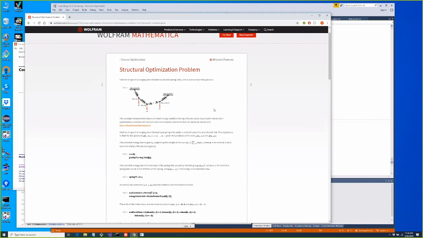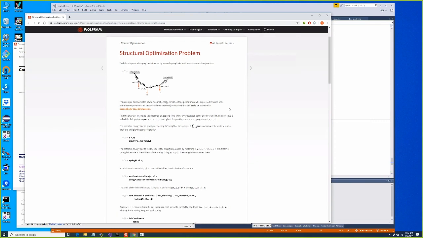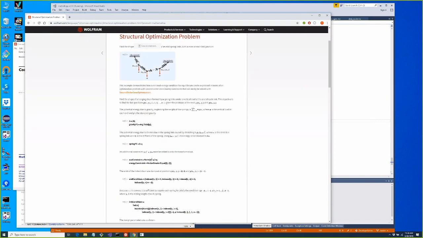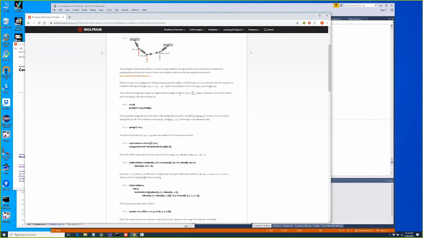Okay, so here's another second order cone optimization type problem, a quadratic problem, and this one is sort of a structural optimization. Suppose you have a set of springs with masses hanging between them, and you want to find out what the actual shape of this spring is going to be. What we're showing here is that using a minimum energy requirement can be equivalent to an optimization problem.